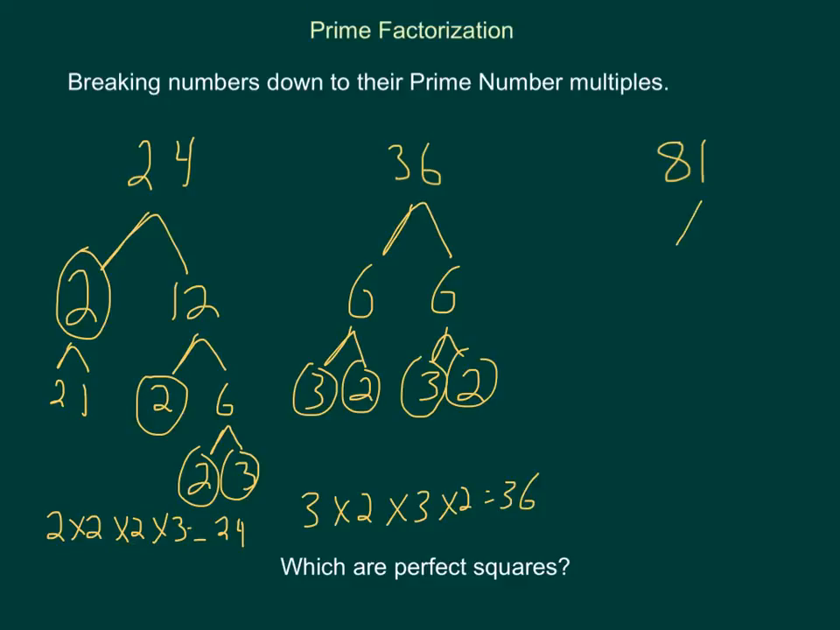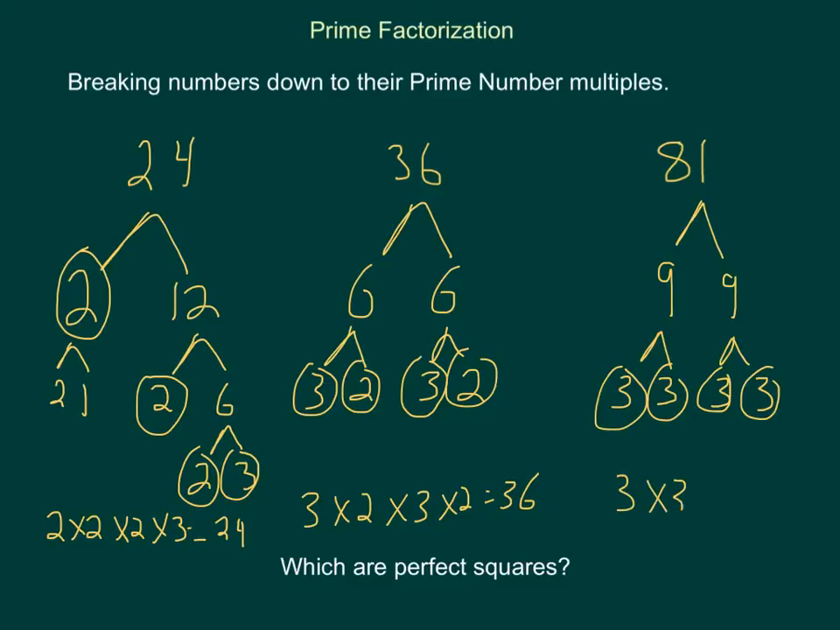And last we have 81, which we can do 9 times 9. Now again, we found a perfect square here, but we're not done because they can be broken down into 3 times 3 and 3 times 3. Now those can't go any lower, so we can circle them so we know that they're prime multiples. And we can write down that our factors then are 3 times 3 times 3 times 3 equals 81.